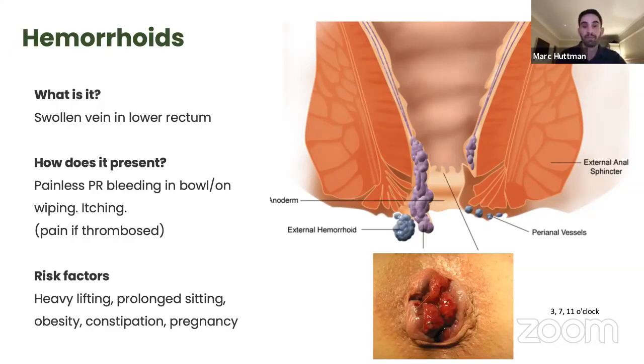But if someone with a history of hemorrhoidal disease comes in with acute pain that's exquisitely tender to touch, and you have a look and you see a hemorrhoid, then you think it's probably thrombosed. Risk factors: heavy lifting, prolonged sitting, obesity, constipation, pregnancy. Anything which increases your intra-abdominal pressure, constipation because you're forcing it out, pregnancy because you've got a baby pushing down, heavy lifting because you're straining and being fat.